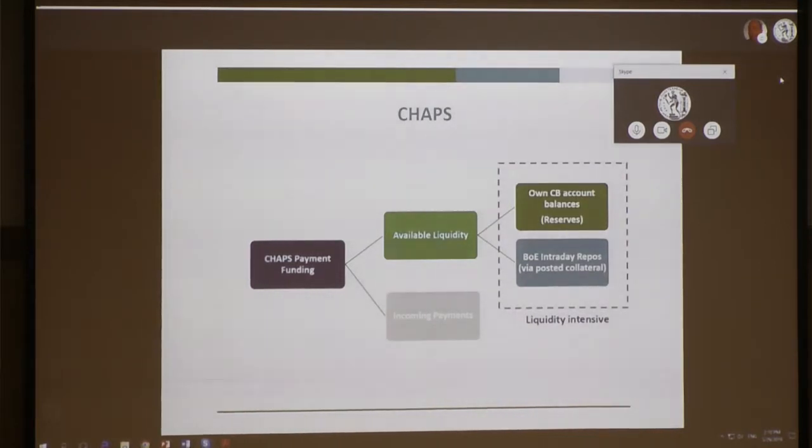This is why the system is kind of liquidity intensive, right? You must have substantial reserve balances with the central bank to be able to make these payments.